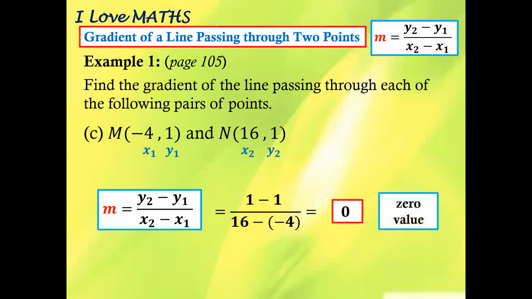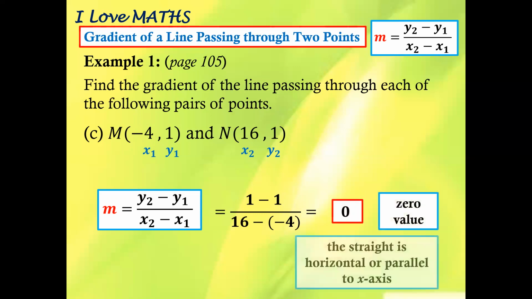So, if the gradient value is 0, it means that this straight line is a horizontal line or a line parallel to the x-axis. Again, if the gradient value is 0, it means that the straight line is a horizontal line or a line parallel to the x-axis.